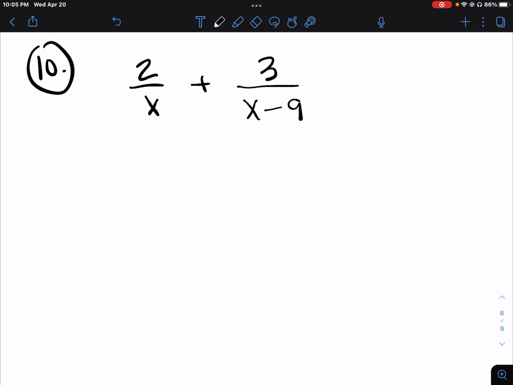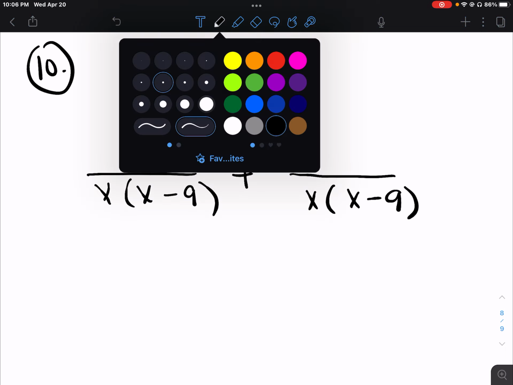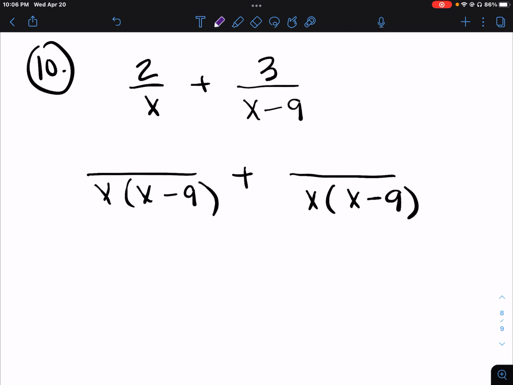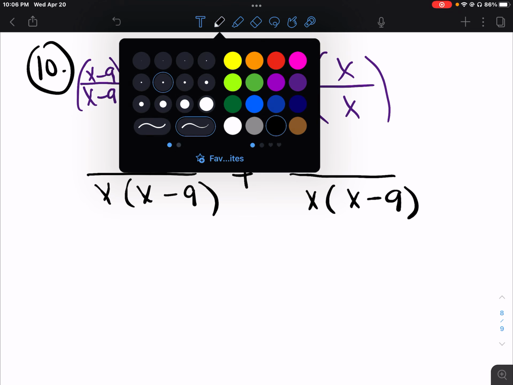Okay, on number 10, we need to get a common denominator to add. A common denominator, all you have to do is multiply these two together. Whatever gets multiplied on the bottom also gets multiplied on the top. So x minus 9 needs to get multiplied on the left, top and bottom. And the right already had x minus 9, so it needs to multiply x, top and bottom.